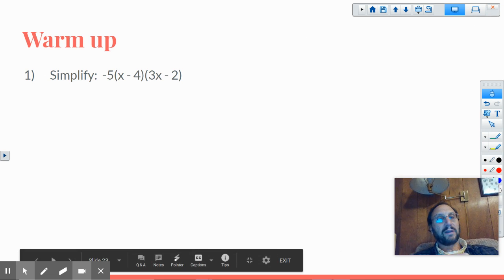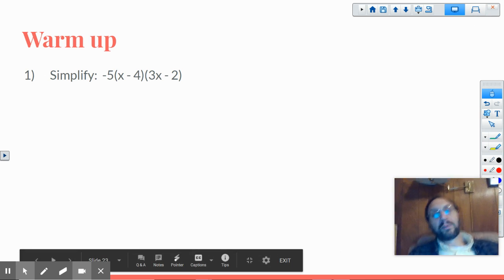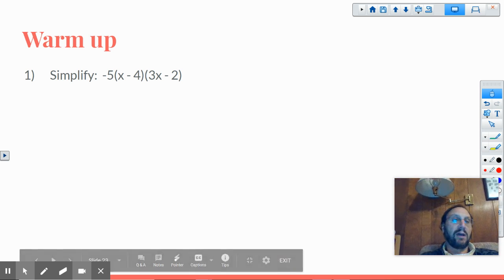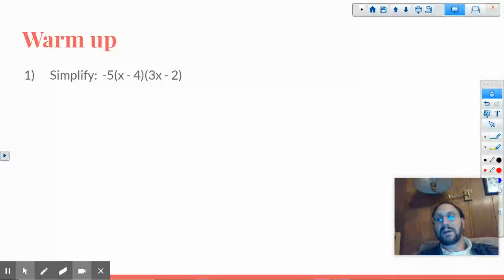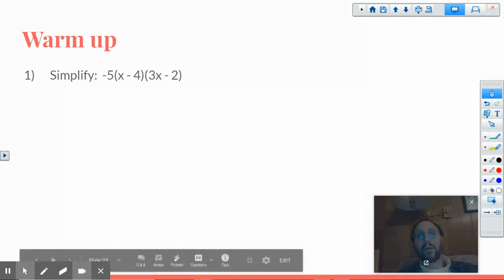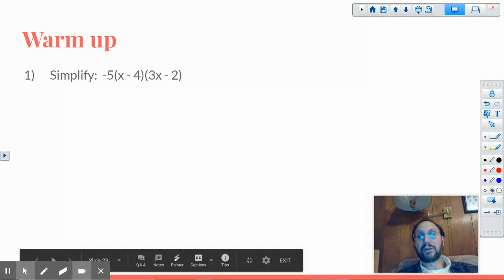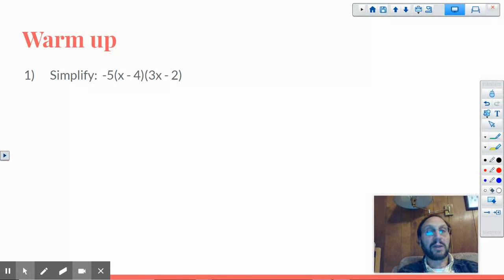Some of the things that are going to be on the quiz over sections 2.1 and 2.2 involve the things that I had in warm-ups today. So, for instance, we had a question like this: simplify -5 times (x - 4)(3x - 2). This is simple multiplying binomials, doing a binomial expansion. So we can do a problem. I can show you this one, and then we can try another one like it.